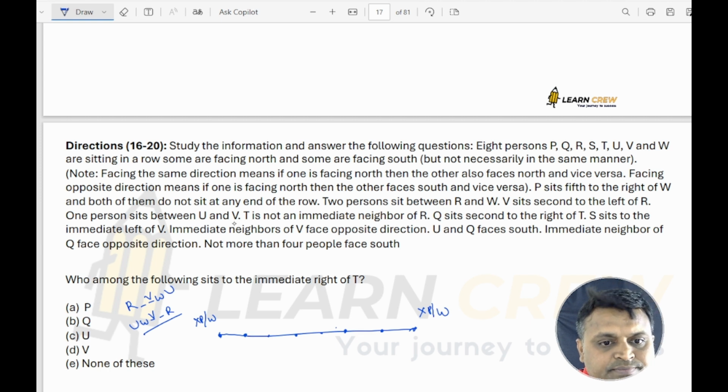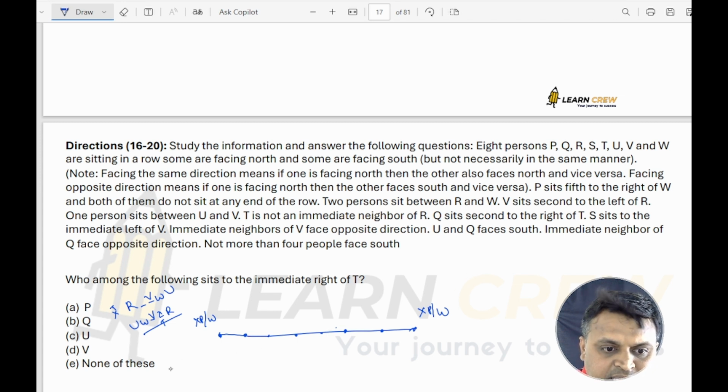So, next, T is not an immediate neighbor of R. T is not the immediate neighbor of R means here you don't get T, here you don't get T. Okay? Next, Q is second to the left of T.